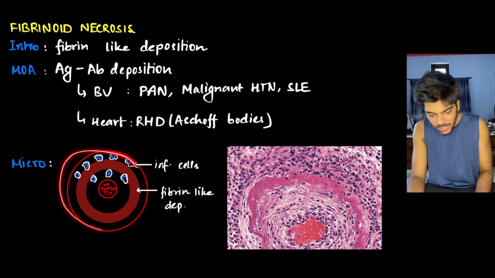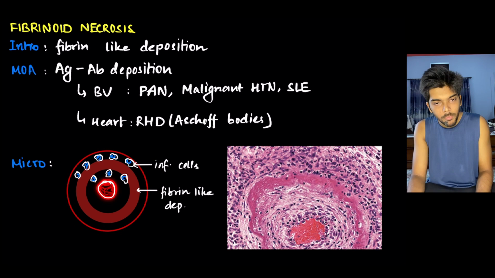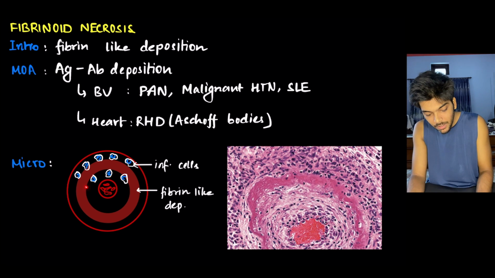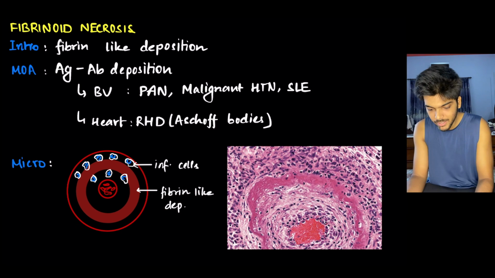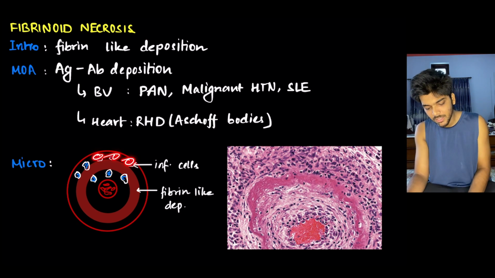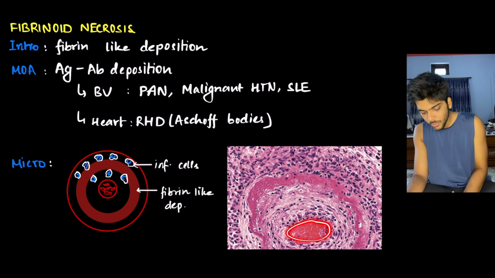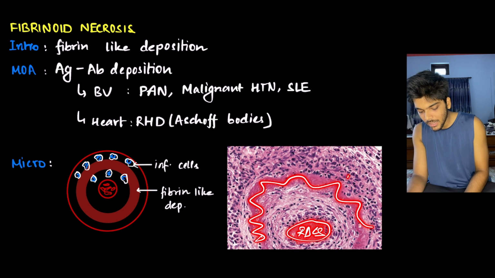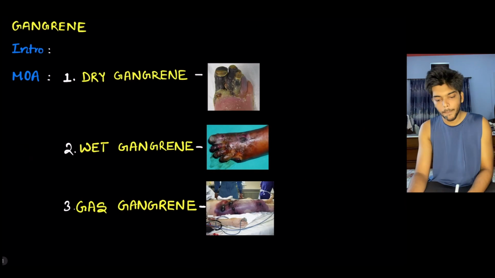What is this? This is the blood vessel. Here is the lumen of the blood vessel, inside which are RBCs, and in the wall of the blood vessel, fibrinoid necrosis has taken place, which shows fibrin-like deposition. What is it? It's a necrosis. So obviously there is going to be inflammation. So you are going to see inflammatory cells. See, same thing here. There's the lumen with red blood cells, and there is fibrin-like deposition here, and then there are inflammatory cells. Boom, done.